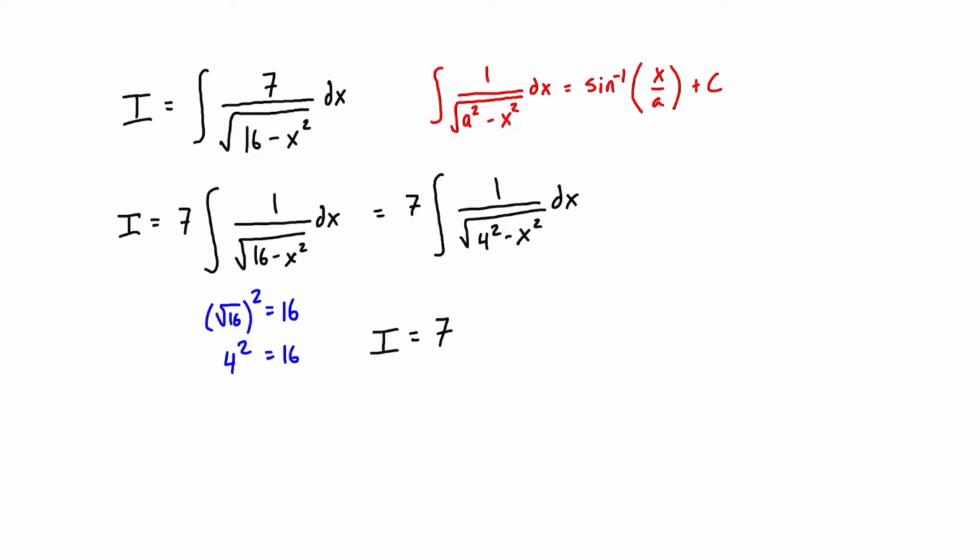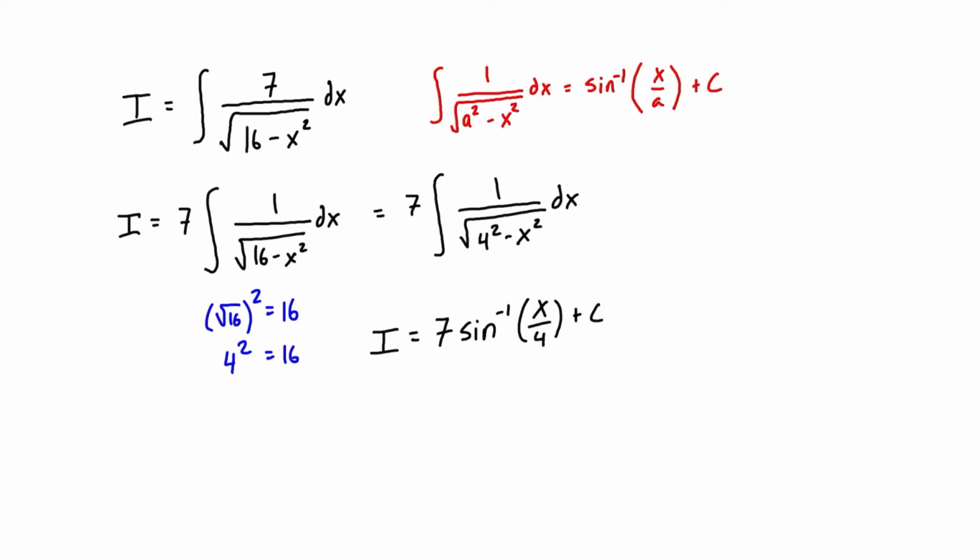We're just taking all this stuff, which is all this stuff, and substituting it for that guy. So we have 7 times sine inverse of x over a, and in this case a is the thing that's being squared. In this case it's a 4. Note that it's not 16, it definitely is the 4 once it's in this form. So we have x over 4 plus this arbitrary constant.